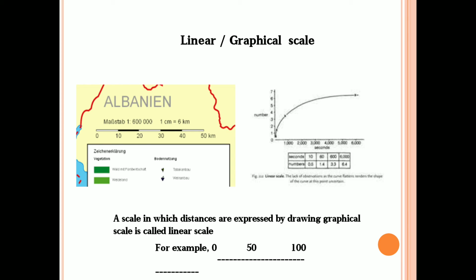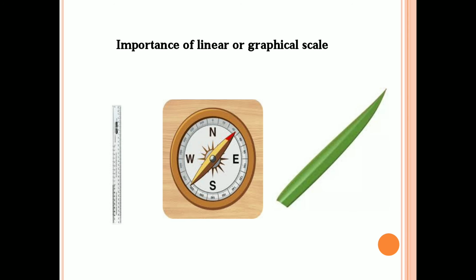Third type is linear or graphical scale, a scale in which distances are expressed by drawing graphical scale is called linear scale. For example, as shown here. Some importances of linear or graphical scale. Compass or blade of grass is used if the ruler is not available for the measurement. A thread is used for measuring the curved distances between 2 points shown in a map.